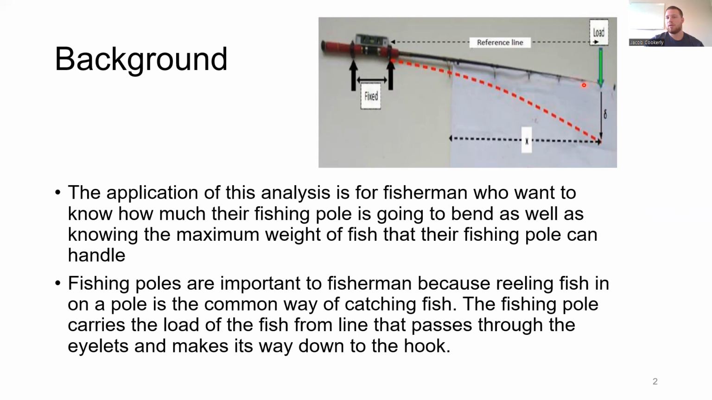And there's also distributed loads throughout the rod at the eyelets because the line is actually touching the eyelets at those points, and that is supporting the line. So you also have to factor that into your analysis.